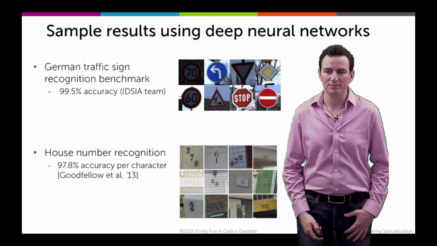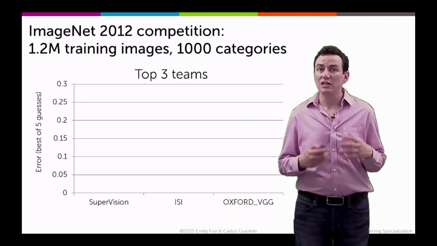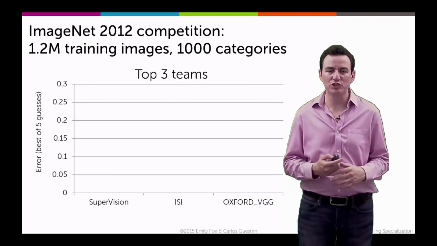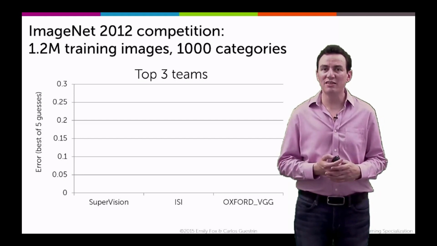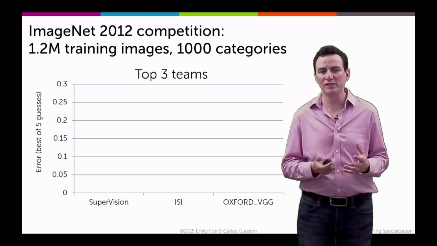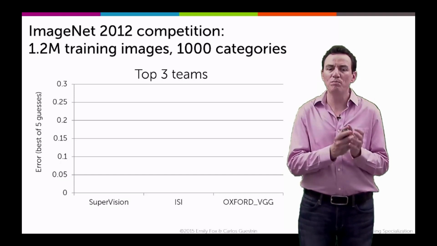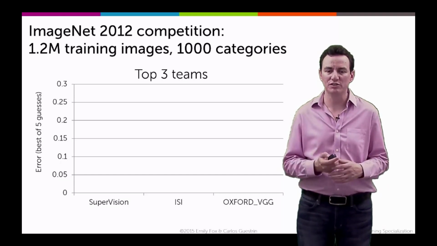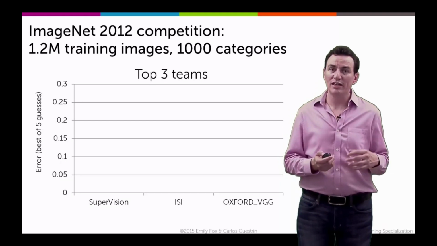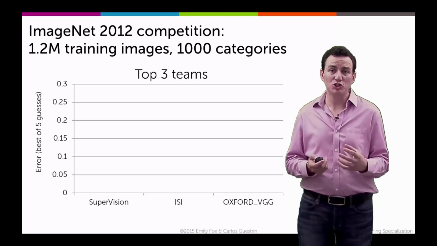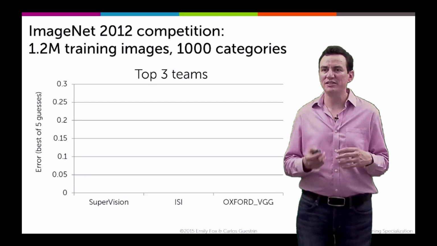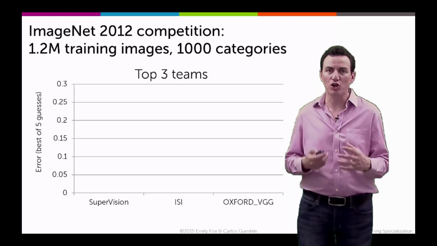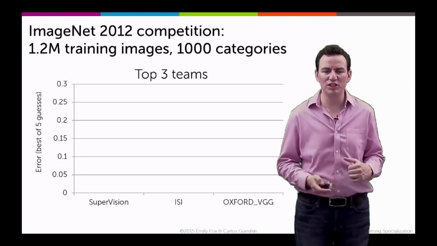Now these were exciting results, but the one that changed everything, that really excited the field, happened in 2012. So for many years, there was an image competition called ImageNet. And in 2012, the ImageNet competition included 1.2 million training images from about 1,000 different categories. And the idea was, can you classify this image? Is it not just a dog, but is it a golden retriever or a Labrador? Very, very fine level detail.